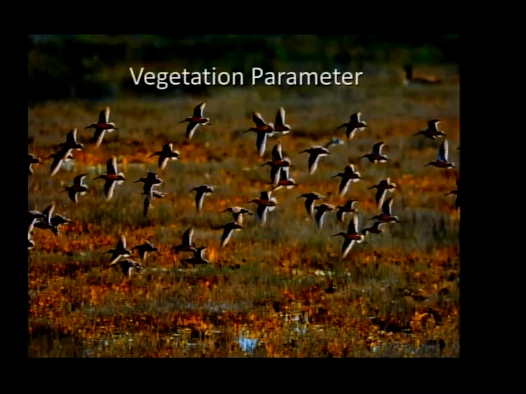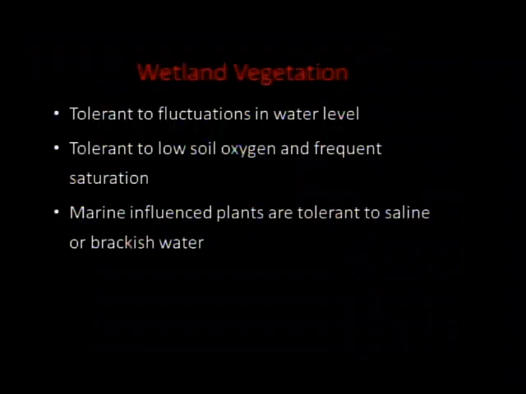Now we will talk about each of the three parameters individually. I will start with the vegetation parameter. Wetland or hydric vegetation differs from upland vegetation in several important ways that allow for the identification of wetlands. Many plants cannot tolerate repeated periods of saturation or fluctuations in water levels. When prolonged wetting occurs, the root system is starved of oxygen. Sustained oxygen deprivation is intolerable for many species.